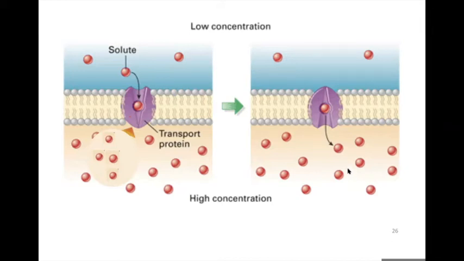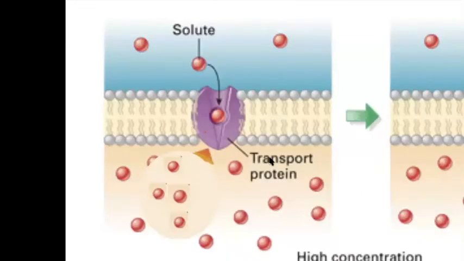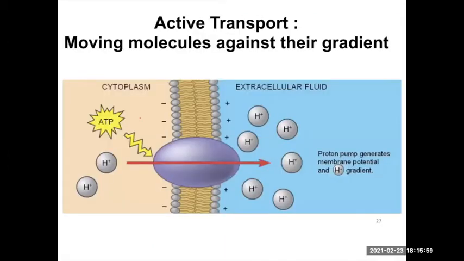So that's not diffusion, right? This is not going to happen passively, basically, right? Going from this to over here. So this transport protein has got to use some kind of energy to make this happen, right? You're going to need energy to go from low to high concentration. So this brings us into active transport. And bottom line is we're moving molecules against their gradient.